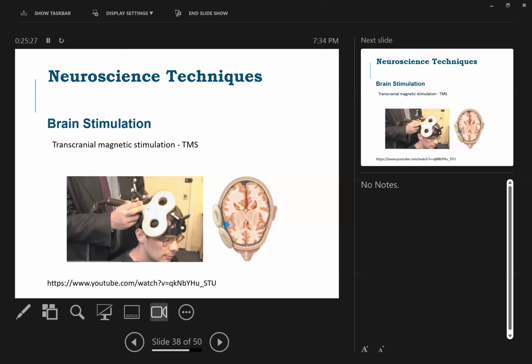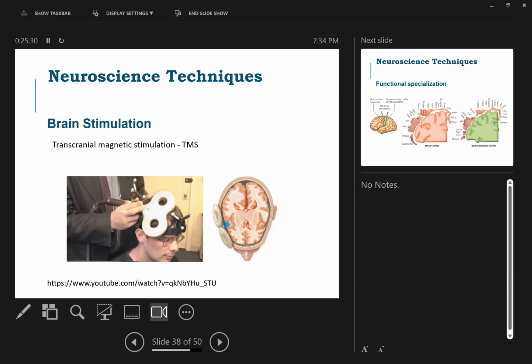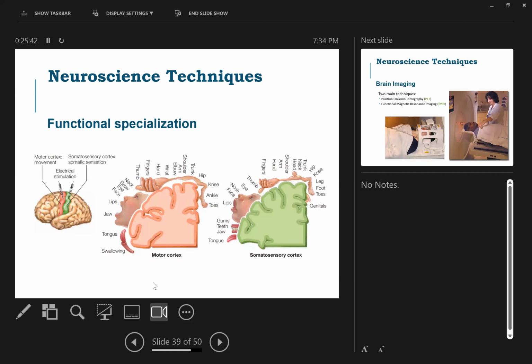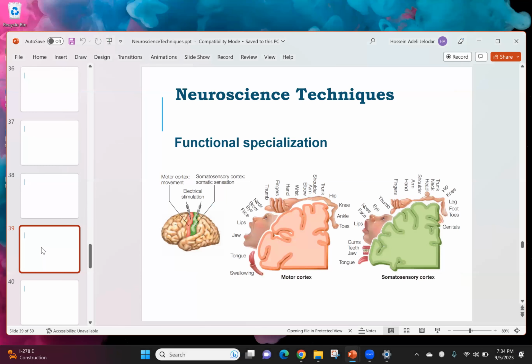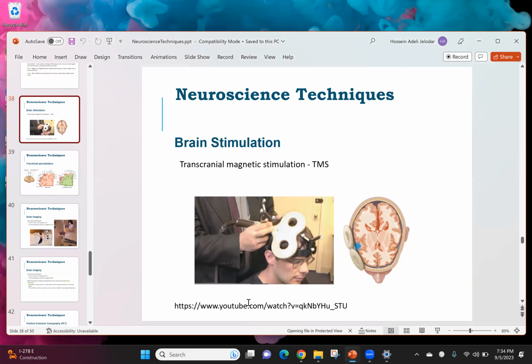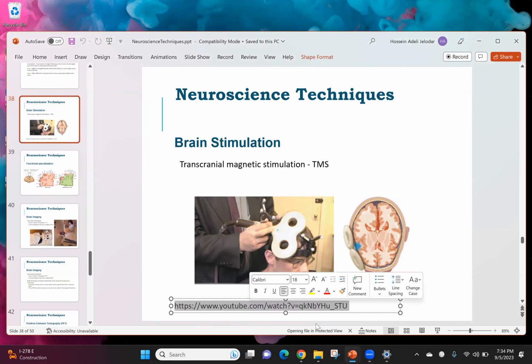That's for brain lesions. Another thing that people use for experimentation is transcranial magnetic stimulation. This is a form of stimulation that is completely non-invasive. You may have seen something like this before, but it would be nice. Let me see. Look at this video.